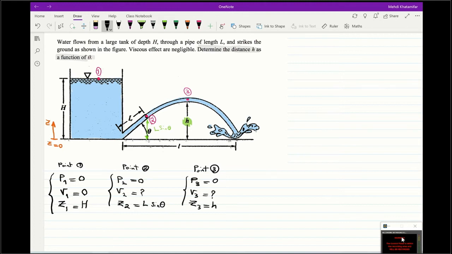Okay, let's write the first Bernoulli equation. The first one which I'm going to write is going to be between point 1 and point 2.